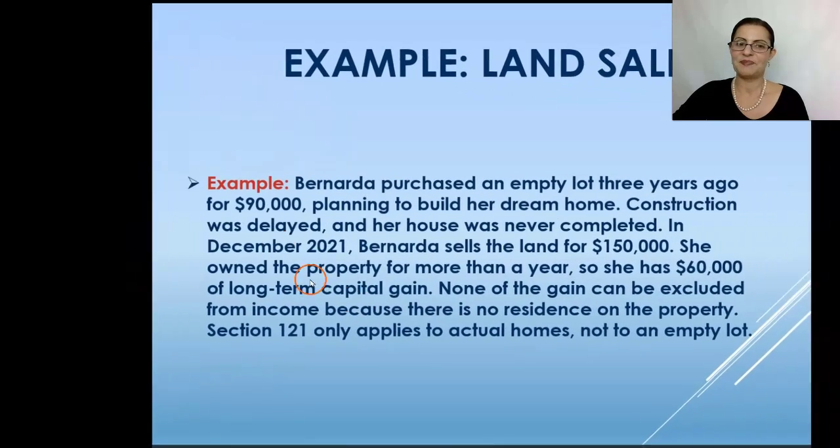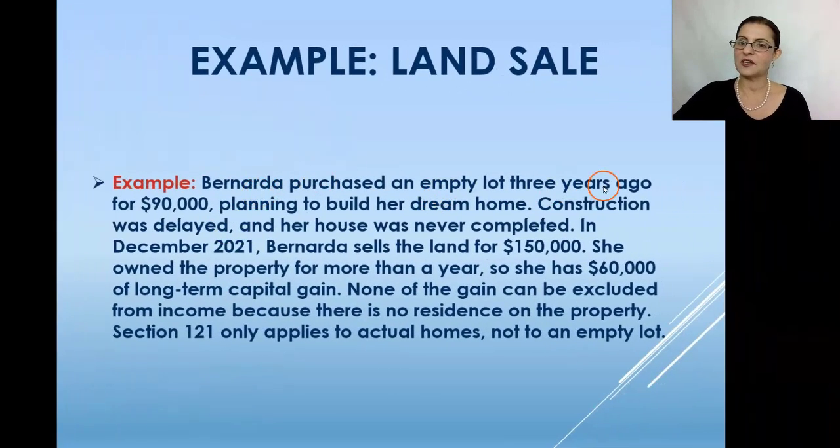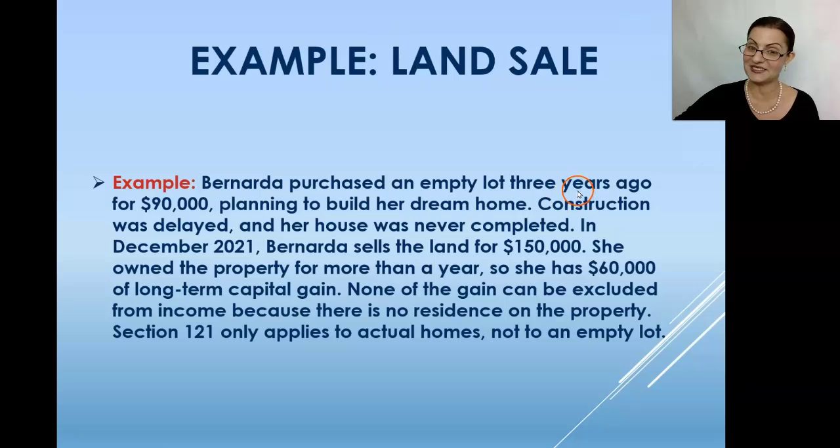All right, land sale. So Bernarda purchased an empty lot 3 years ago for $90,000, planning to build her dream home. So she had high hopes. She had dreams and intentions. Construction was delayed and her house was never completed. In December 2021, Bernarda sells the land for $150,000. She owned the property for more than 1 year, so she has $60,000 of long-term capital gain. But none of the gain can be excluded from income because there is no residence on the property. Section 121 only applies to actual homes, not to an empty lot.